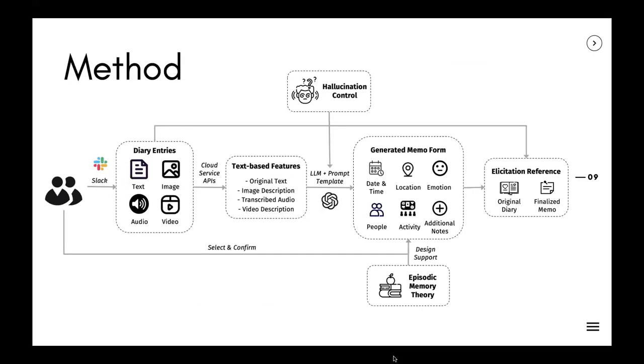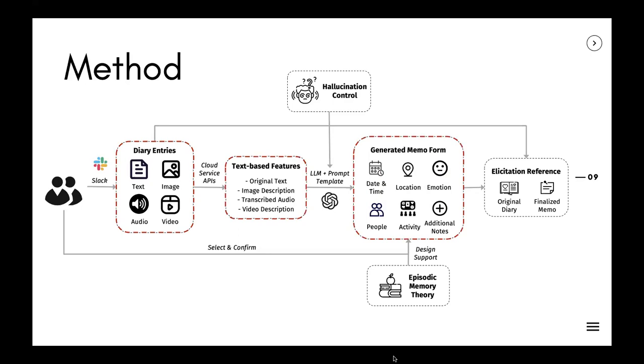Here is the implementation pipeline for DiaryHelper. It supports multimodal recording, including text, image, audio, and video. We leverage cloud services APIs to extract the text-based features for each recording. Then we integrate the features into the prompt template and feed the prompt into the ChatGPT model to predict the 5 dimensions of contextual information.